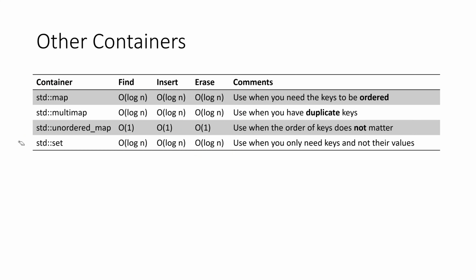A hash table has no order. So if you don't care about order and you need to do a lot of lookups by key, a hash table or unordered map is usually your best choice. If you do care about order, which you do sometimes, then a binary search tree or a map is usually your best choice. There's another variation on a binary search tree called a set.